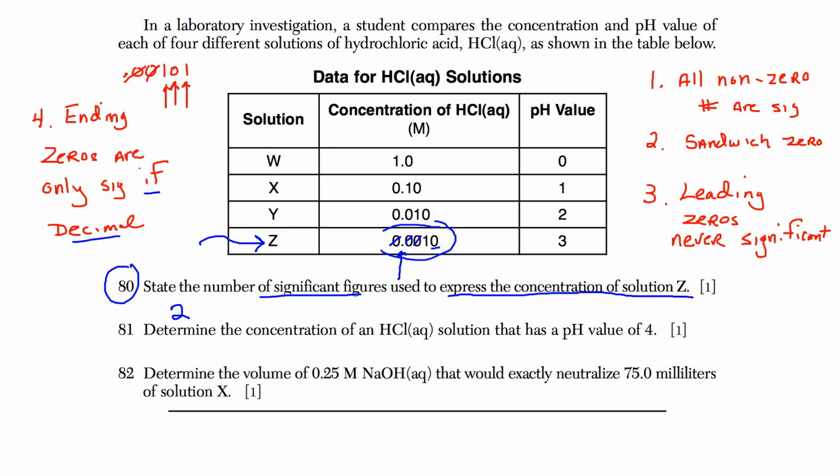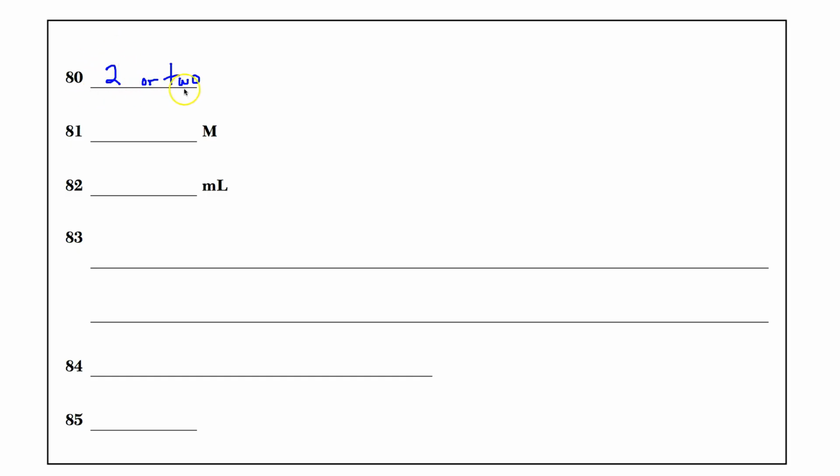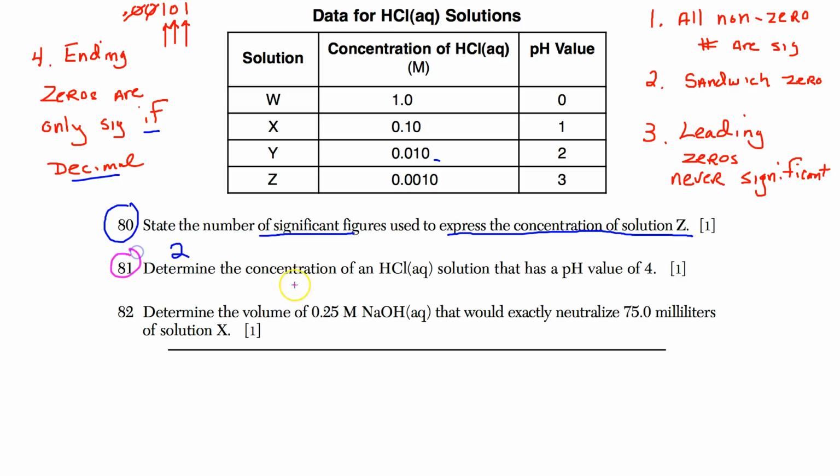Let's get that down in the answer booklet. And so I wrote 2. You can also write out the word 2. All right, so 2 significant digits. On to number 81. Number 81, determine the concentration. That's the molarity. Okay, because there it is in our table, of an HCl aqueous solution that has a pH value of 4. Now, this is a skill you really should have learned in your Regents chemistry class. But if you didn't, you could use the trend.